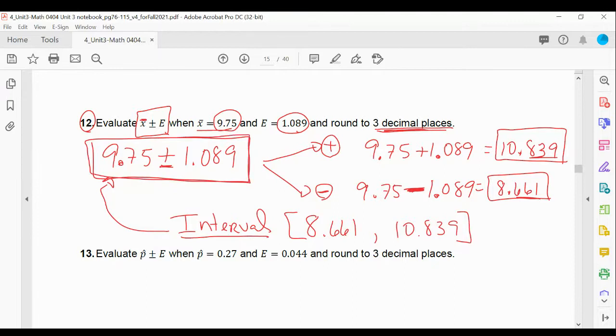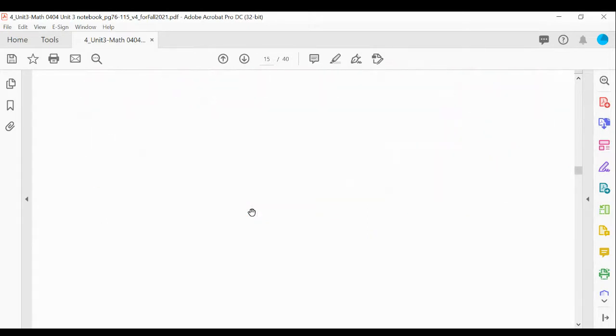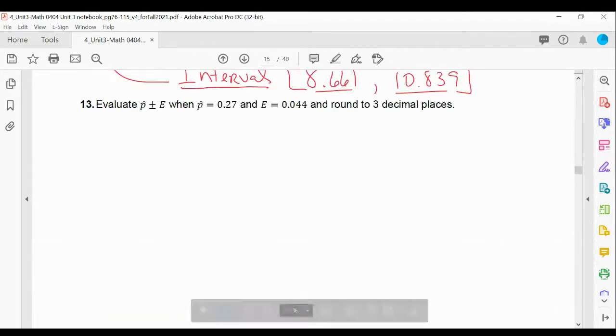So this interval is the same thing as this expression that's right here. So in statistics, they might leave it as 9.75 plus or minus 1.089, but that's representing all the values in that interval. Okay? So try example 13, and that's it for section 3.5.